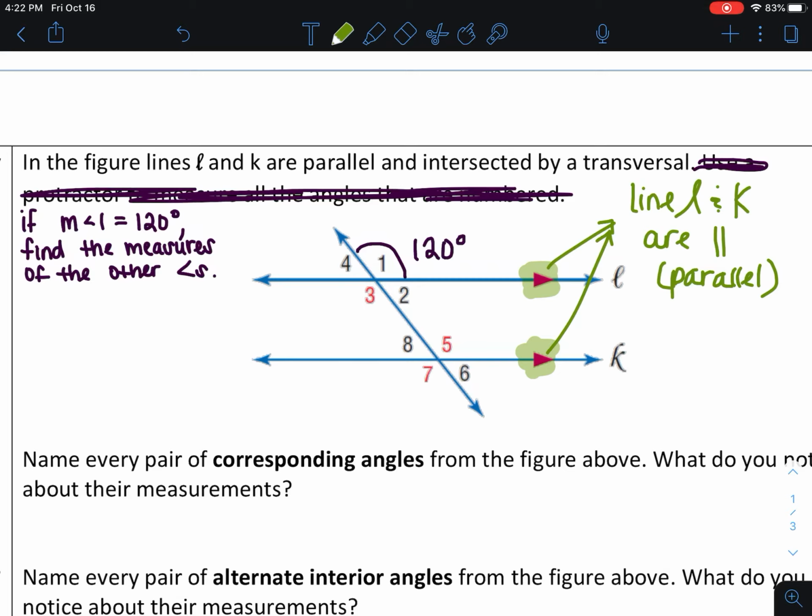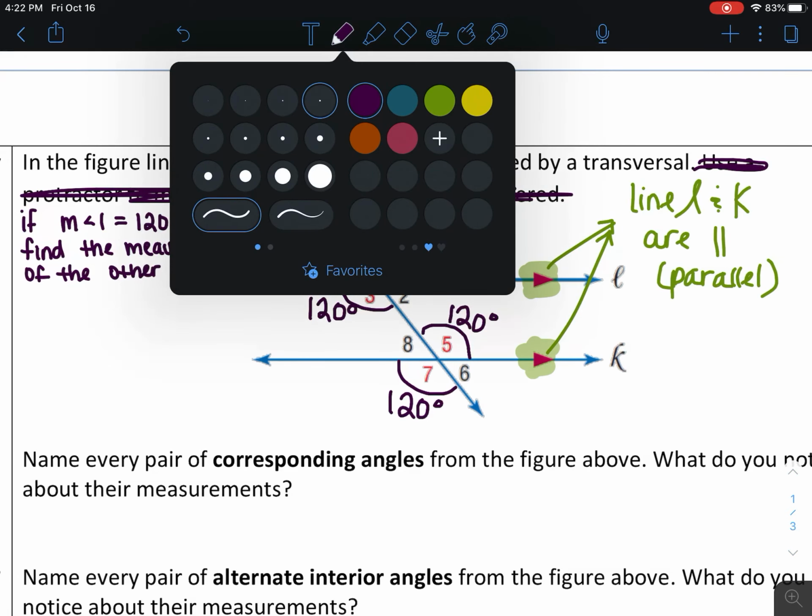Okay, so lines K and L are parallel. That's what those arrows mean. Okay, so if angle 1 is 120 degrees, how much is angle 3? It's also 120. All right, and since those lines are parallel, we will also know that angle 5 is 120 and angle 7 is 120. So all of those angles equal 120 degrees.